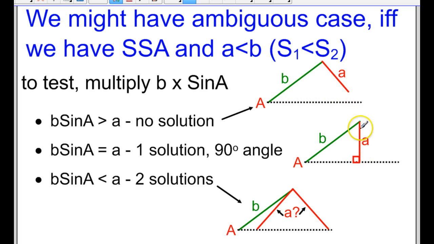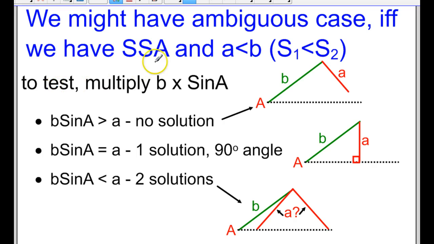We have the possibility where that line drops perpendicular to the side that we're looking for, and we get a 90-degree angle, and there's exactly one solution. And of course, the solution we just saw where there are two possibilities there as well.